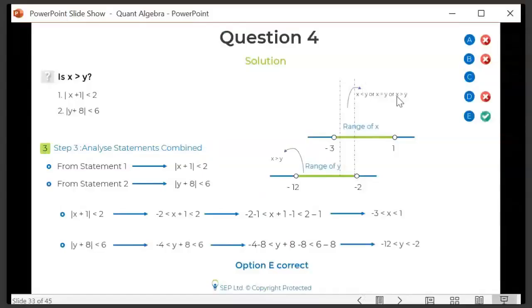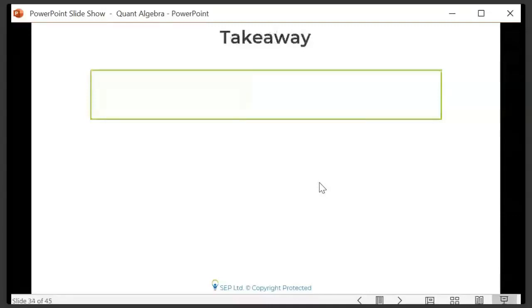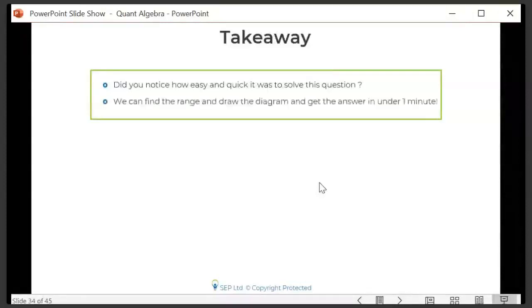So I hope this is perfectly clear, guys, how to solve the question. I hope by now, after solving this question, you know how to find out the range of a modulus. After finding the range, always draw the diagram. Drawing the diagram will actually help you see very clearly whether it is greater than or less than. Now, the main takeaway here is that you don't need to take any values to solve the question. Once you know how to find out the range, all you need to do is draw the diagram, find the range, mark the answer. And as I told you, you can solve this under 45 seconds.